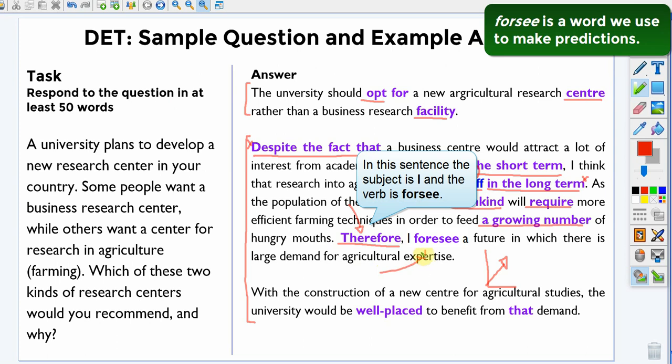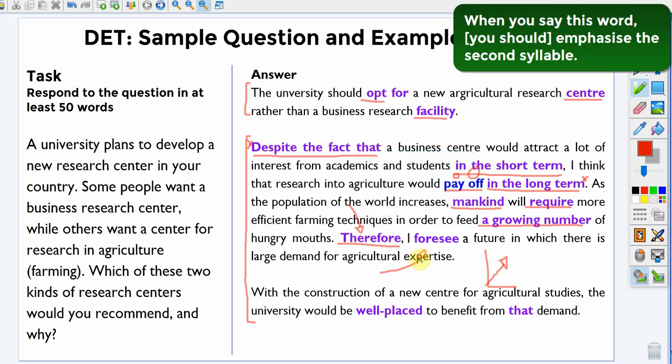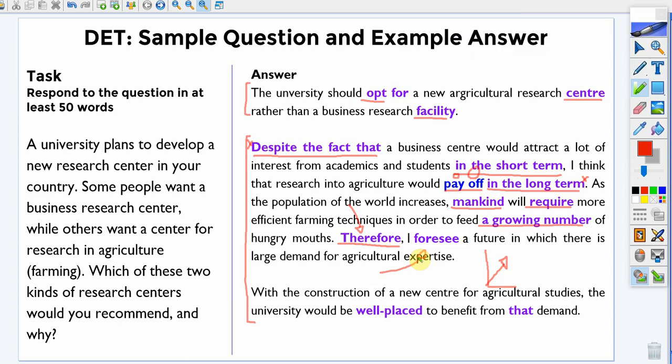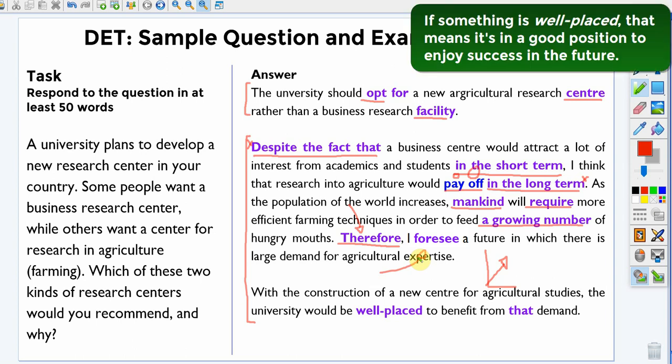Foresee is a word we use to make predictions. When you say this word, emphasize the second syllable. If something is well placed, that means it's in a good position to enjoy success in the future.